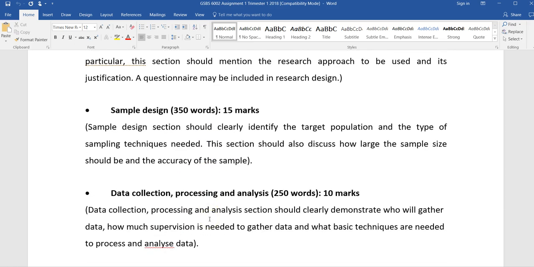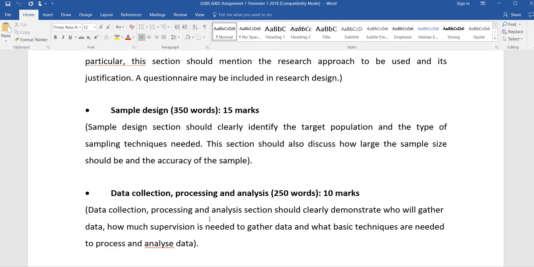Then sample design. In sample design, you should first write down your target population. Who is your target population? To whom will you be surveying? To whom will you be asking questions? And from this target population, you write down your sampling frame. Sampling frame means from the target population, how would you define your specific population?